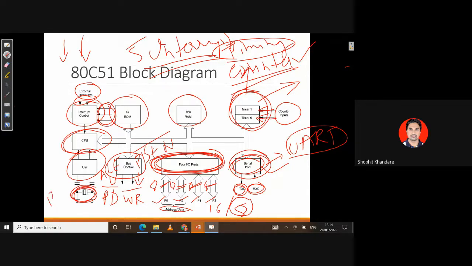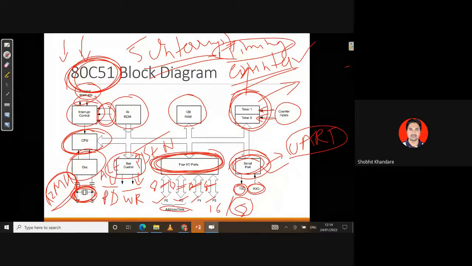This is 12 megahertz. As far as 8051 is concerned, the crystal quartz will give you 12 megahertz of frequency, and that 12 megahertz is given to the CPU. Why is it given to the CPU? Because all the operations happening in the CPU or in the ALU will be in synchronization with the 12 megahertz frequency.